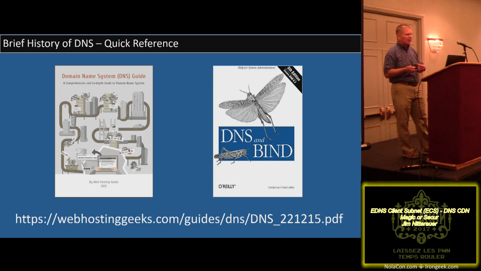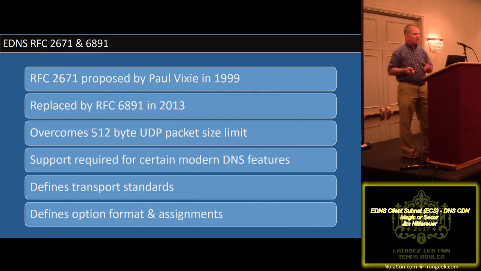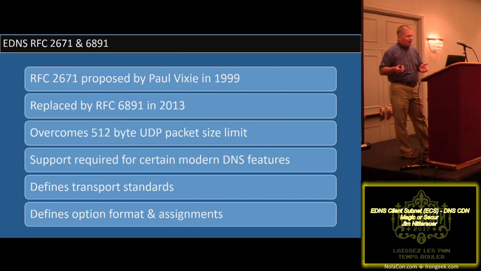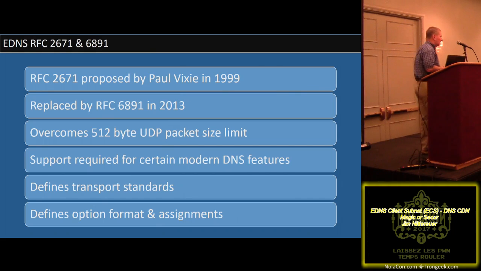So now we want to go on and look at these RFCs, 2671 and 6891. These RFCs deal with the EDNS options, the EDNS0 options that were added to DNS. So these were proposed by Paul Vixie in 1999 and replaced by 6891 in 2013. These are standards for allowing DNS zones or records to exchange data that are longer than 512 bytes, basically. Look at it that way.